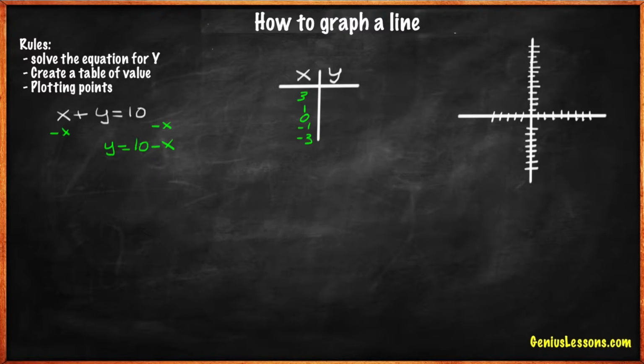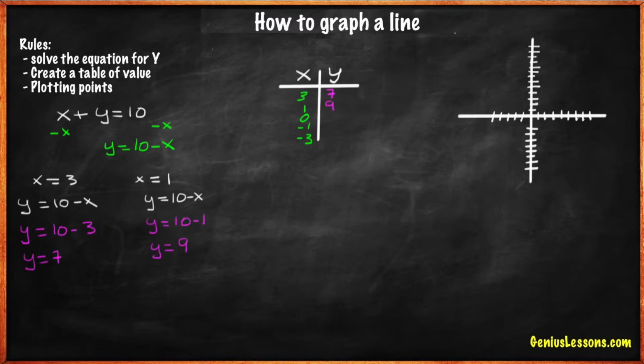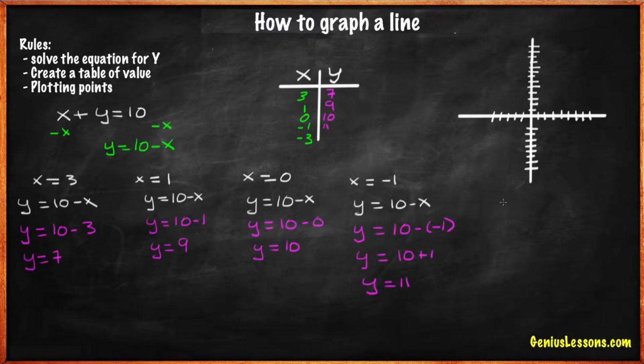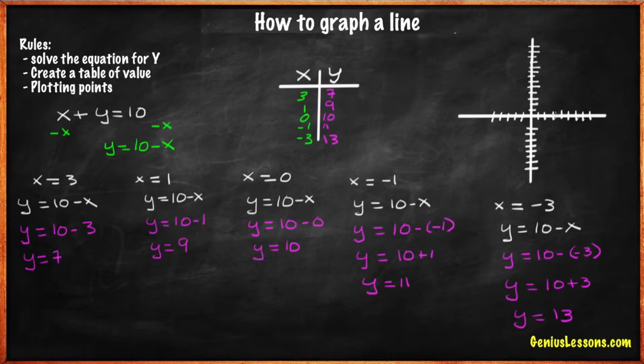The final values for the table of values would be: when x equals 3, y equals 7; x equals 1, y equals 9; x equals 0, y equals 10; x equals -1, y equals 11; x equals -3, y equals 13. Now we plot the points into the graph.